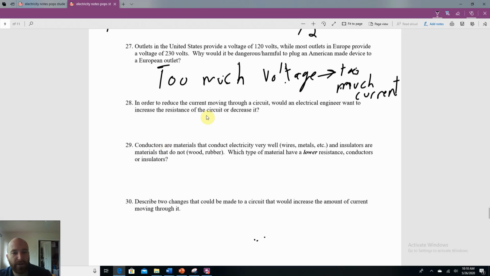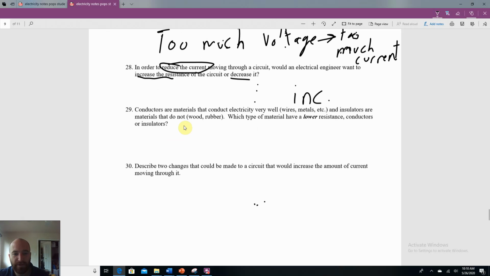28. In order to reduce the current moving through a circuit, would an electrical engineer want to increase the resistance or decrease it? Okay, we want to reduce the current. We want less current. And if we want less current, I think we want to resist more. So the answer to this is increase. If you increase resistance, you're slowing it down more, so there would be less current.